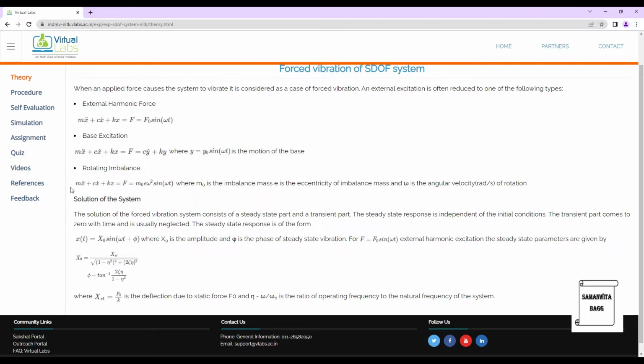So this equation M x double dot plus C x dot plus K x, which was equal to F, is now written in the form of m naught e omega square sine omega t, where m naught is the imbalance mass, e is the eccentricity of the imbalance mass. Eccentricity means it is not at the center, it is acting somewhere away from the center. So there could be an eccentric mass in the body, and omega is the angular velocity, as we already know, in radians per second of rotation.